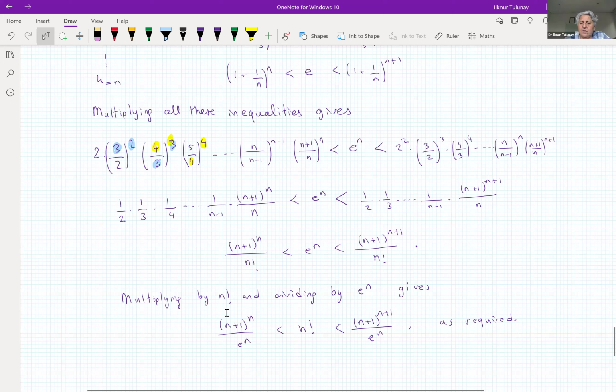If I multiply everything by n minus 1 factorial and divide by e to the n, I will obtain exactly the inequality that I wanted to prove. That's all.